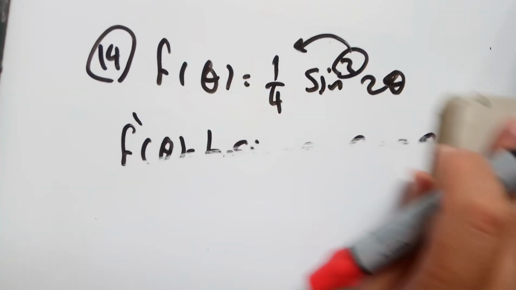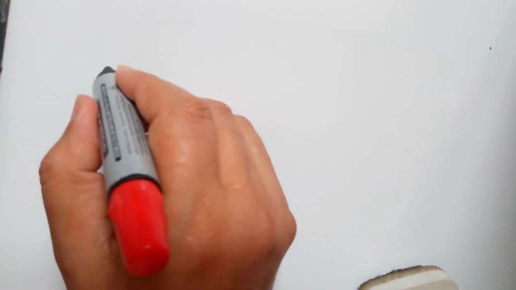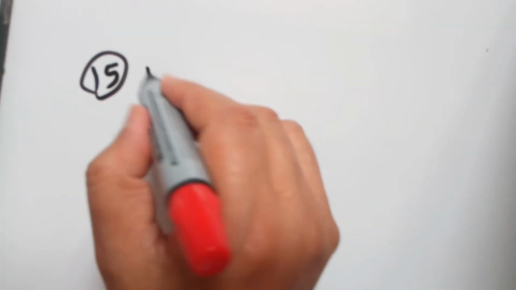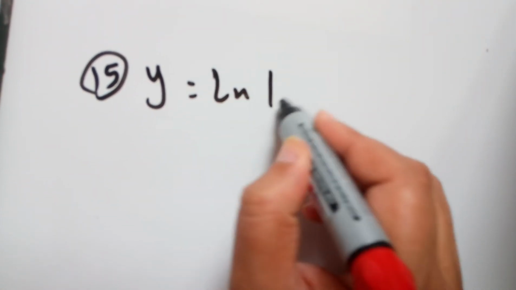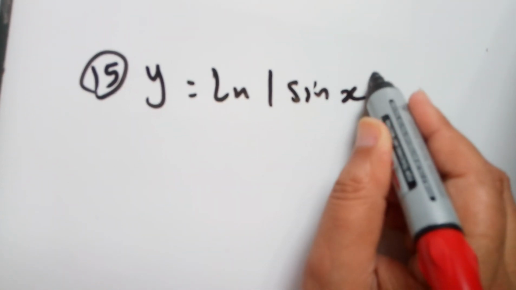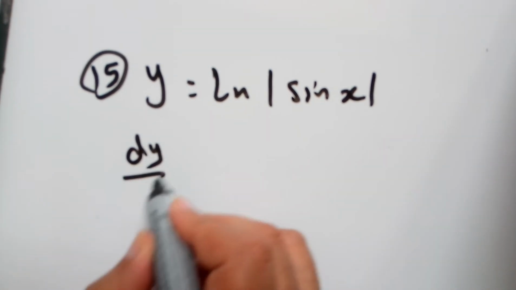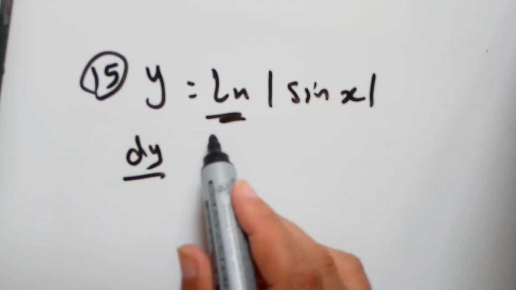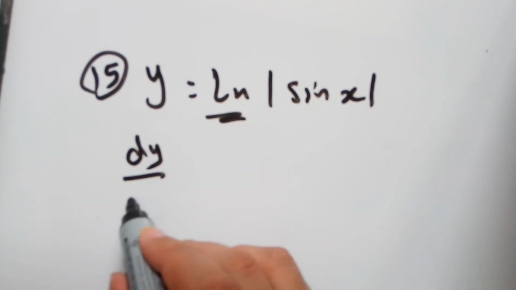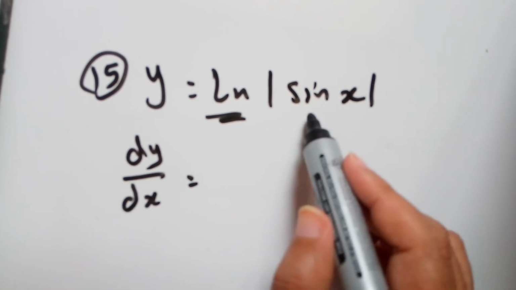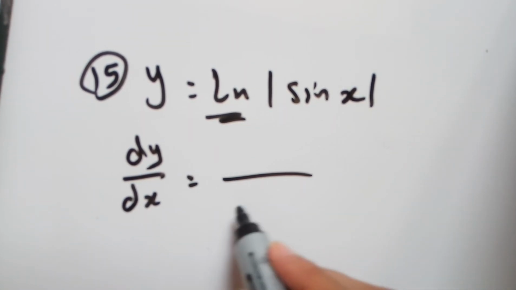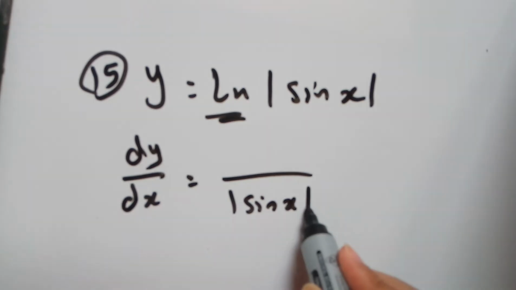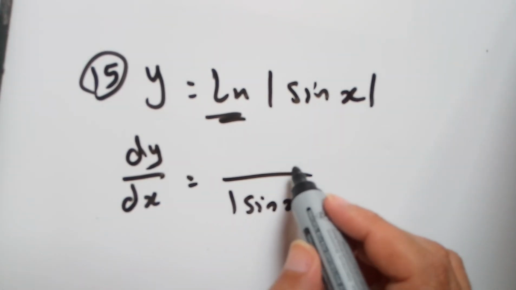Number 15. y is equal to ln absolute sine x. How to get the derivative here? What is the derivative for the natural logarithmic rule? You remember that? Yeah, we will write absolute sine x down and its derivative up.